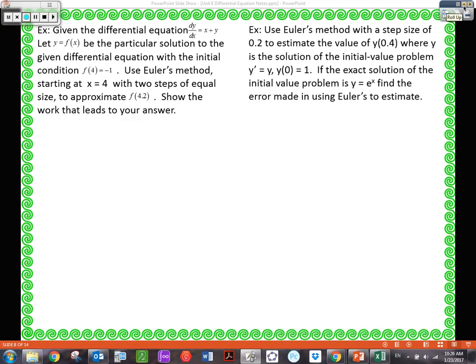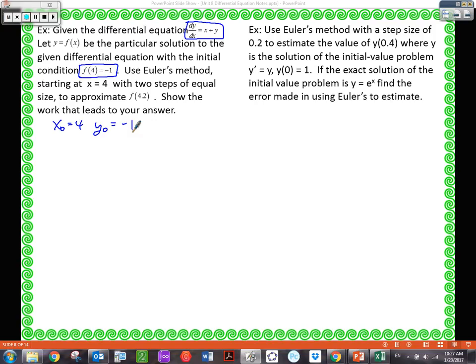All right, our first example says, given the differential equation, so here's our derivative right here. You might want to highlight it, do something, pay attention to it. That's usually the portion of this formula that students have the greatest difficulty with, the differential equation part. So let y equals f of x be the particular solution to the given differential equation with initial condition. This is important also. This is our initial condition. So our x naught is going to be 4, and our y naught is going to be -1. That's what we get from our initial condition.